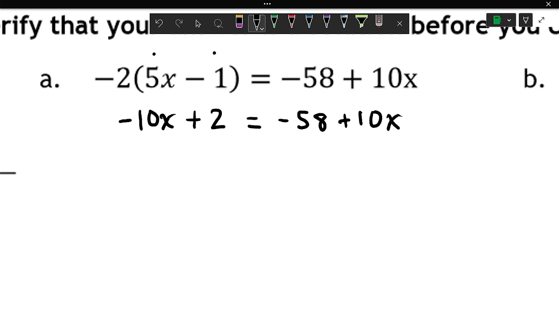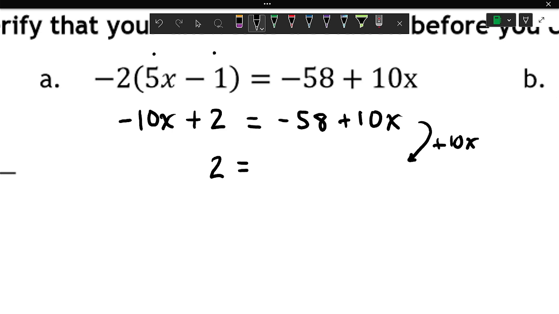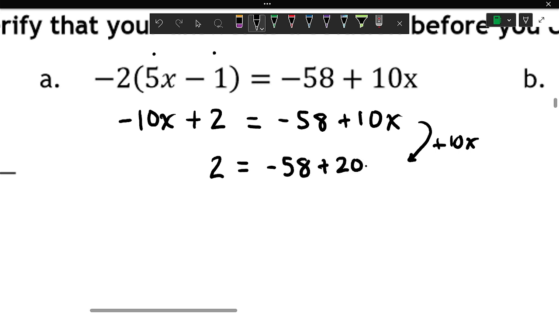The next thing I'm going to do is add 10x to each side. So if I was to add 10x to each side, this left-hand side is now just going to become the number 2. It was a negative 10x, but since I added 10x, that's negative 10x plus 10x is 0. So now the left-hand side has the number 2. The right-hand side has a negative 58 plus 20x.